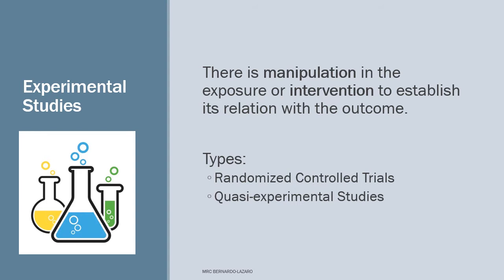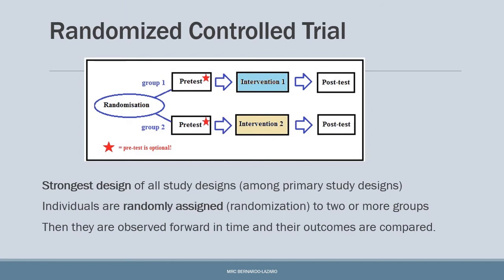Compared to observational studies, experimental studies usually have a manipulation in the exposure factors or intervention to establish its relationship with the outcome. Randomized controlled trials and quasi-experimental studies fall under these. The randomized controlled trial is said to be the strongest study design among the primary study designs. In this kind of study, individuals are randomly assigned through randomization, as the name would imply, to two or more groups. One group would not have the intervention, and the other group would have the intervention. Then, they are observed after a period of time, and their outcomes are compared.